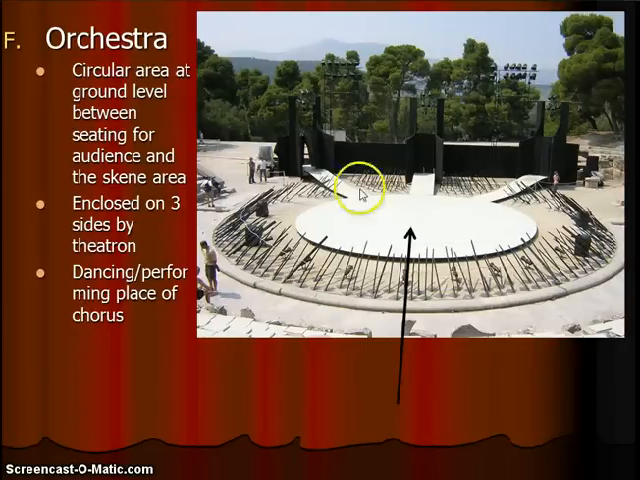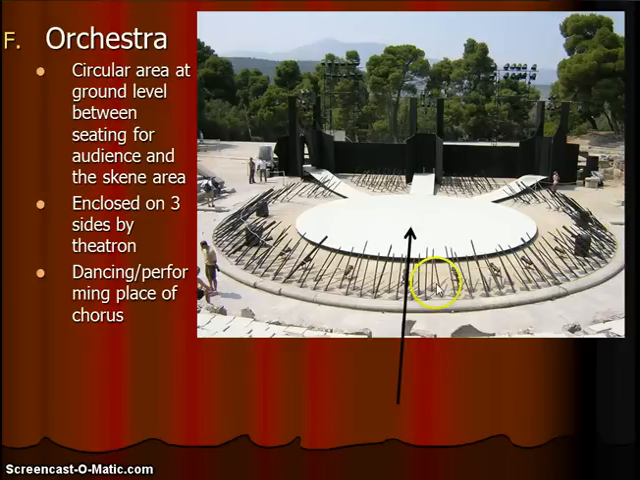Here is the orchestra area. Again, this is the theater at Epidaurus. It's this circular area at ground level that's between the seating for the audience, which would be where we're standing here when we take the picture, and the skene area, which is up here. Now, again, this is a more modern version. You have 3 doors, and the actors would come down these ramps to the center of the area. But the proscenium would have been here. The orchestra itself is enclosed on 3 sides. One here, one here, and one here, 3 sides by the theatron.